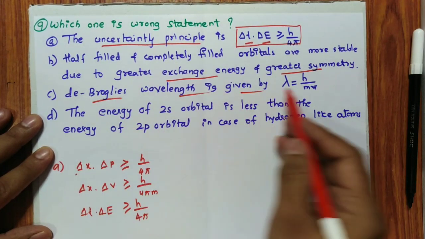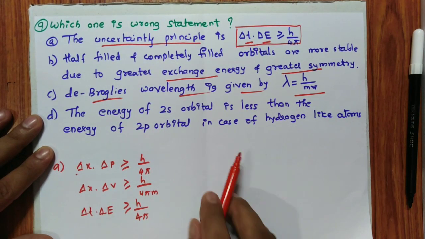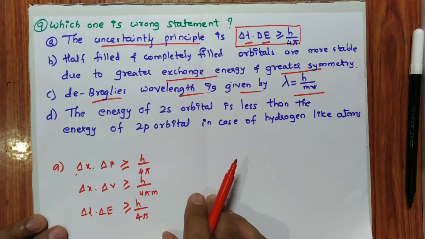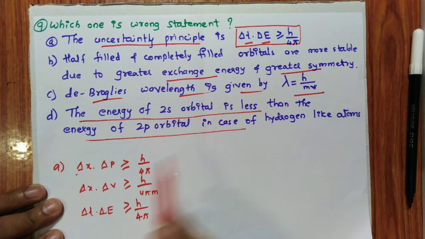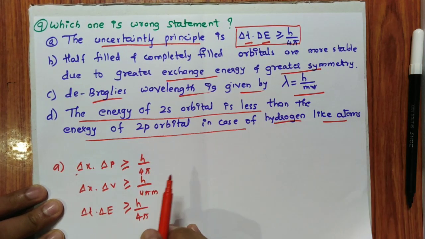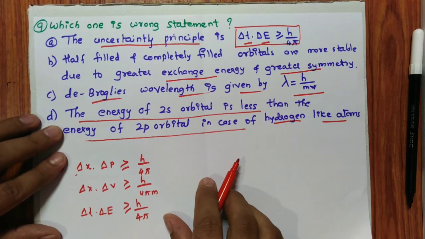De Broglie's wavelength. De Broglie's wavelength formula you know. Lambda is equal to H by mv. So this answer is also correct. But very important, which is the wrong statement? The energy of 2s orbital is less than the 2p orbital in case of hydrogen-like atom. It is the wrong statement. Then what is correct?